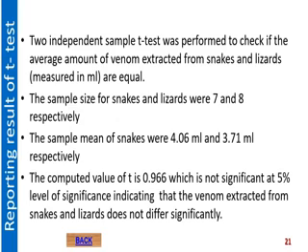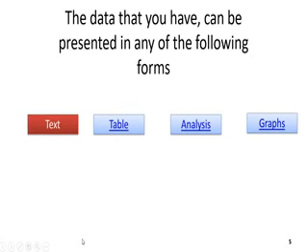The sample sizes for snakes and lizards were 7 and 8 respectively. The sample means of venom extracted from snakes and lizards were 4.06 ml and 3.71 ml respectively. The computed value of T is 0.966, which is not significant at the 5% level of significance, indicating that the venom extracted from the snakes and lizards does not differ significantly. So this is the outcome. It does not differ significantly. We click on back and then we come back to this. So this way we report our analysis.